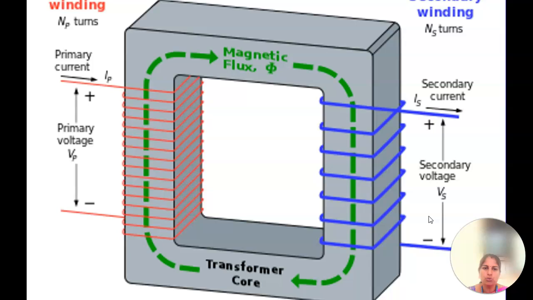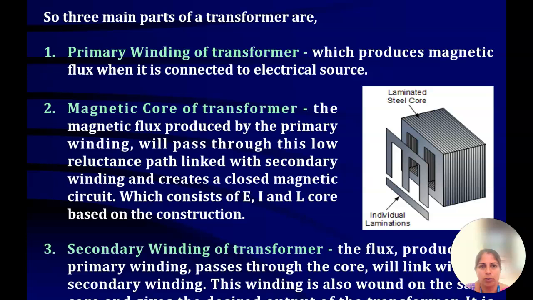Due to the mutual induction, a primary current IP is passed through the primary winding. There will be a flux set up in the primary winding. This flux passes through the magnetic core. It is a magnetic circuit, a magnetic path, and it links with the secondary coil, and it induces an EMF in the secondary coil. Due to this induced EMF, we have a voltage Vs. So this is the basic principle of operation of a transformer.